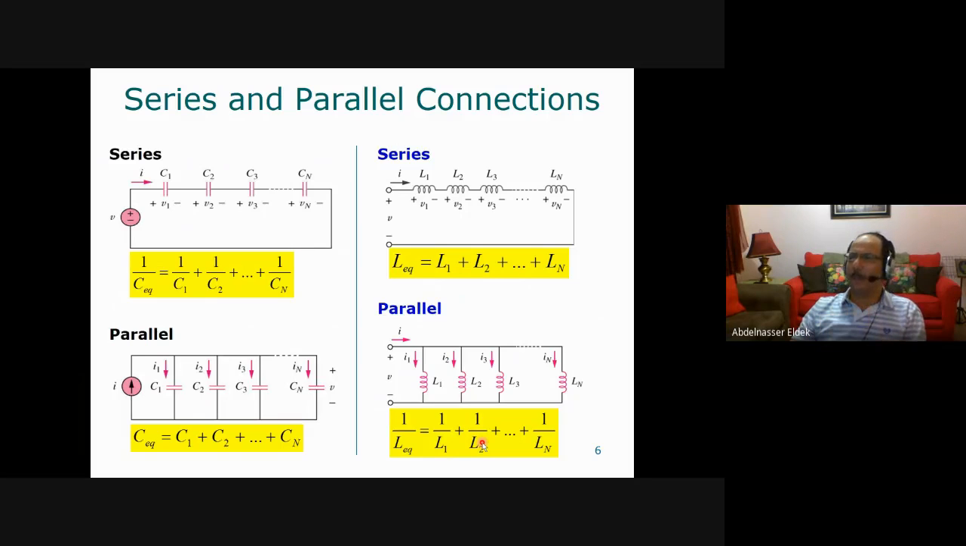The capacitor is completely opposite. So if you have capacitors in series, you add the reciprocal and you apply the parallel rules. But if you have capacitors in parallel, you apply the series rule, which means that you add. This means that if you have capacitors and you want to increase the capacitance, you have to connect them in parallel. You connect them in parallel, not in series.